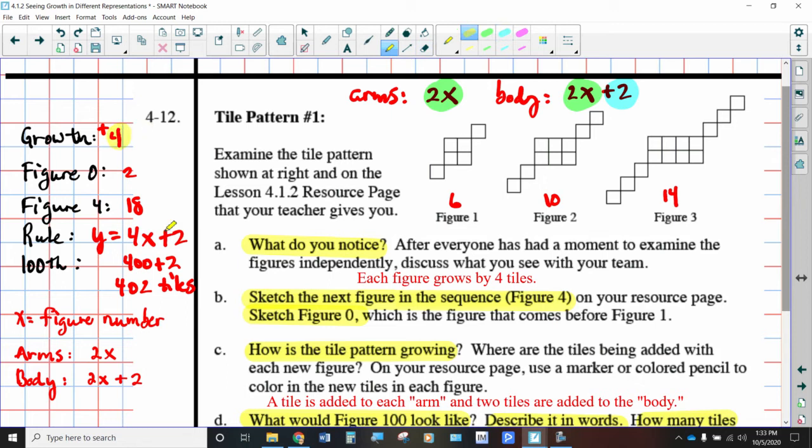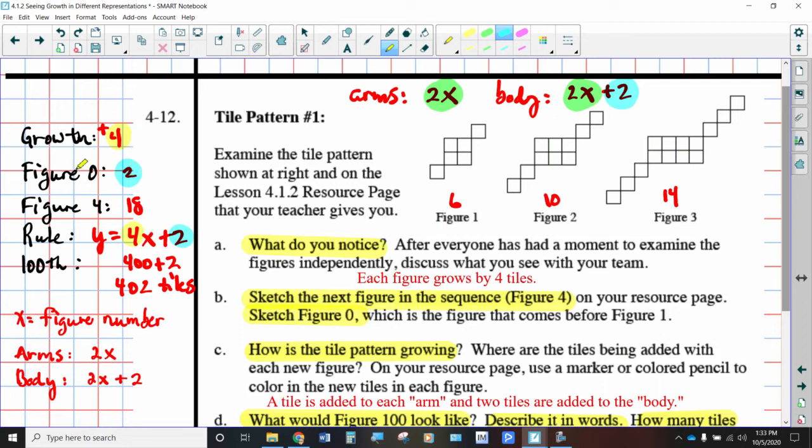No, I'll do it in yellow. Notice that number right there is what's being multiplied times x. And what is the 0 figure number? It was 2. Notice that number right here in the rule. You are now seeing the shortcut of how you determine the rule. What's the growth rate? That's the number that gets multiplied times x.